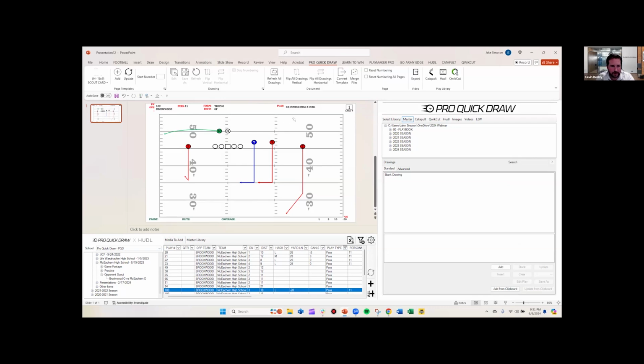I don't have to look at the film and go, what was the personnel? What was the down and distance? It's all going to populate right off that film for you. And if you wanted to change something or edit, you just literally click it and type in the box and you've made that change.